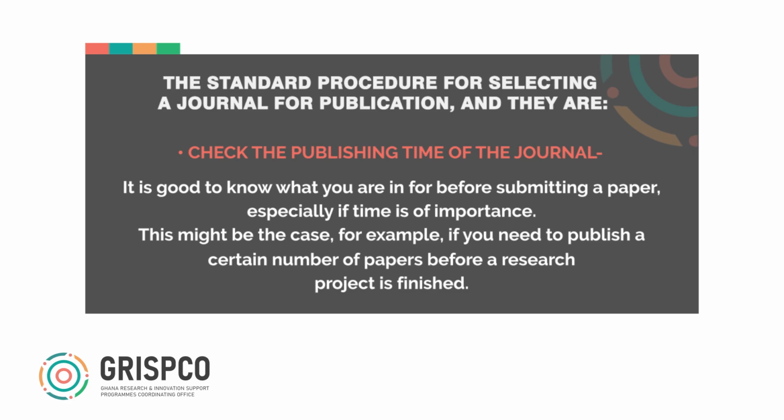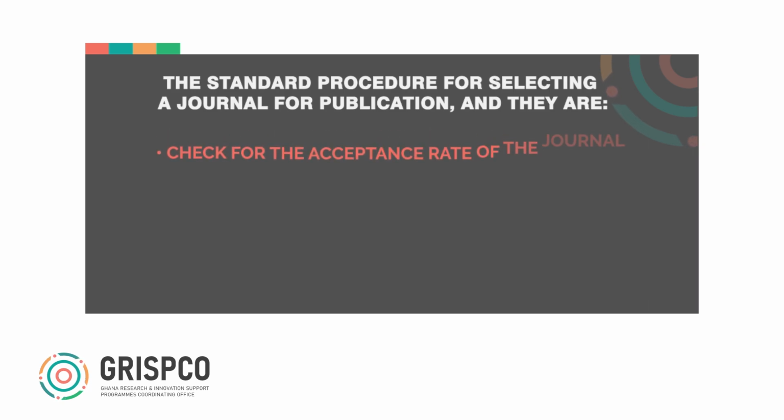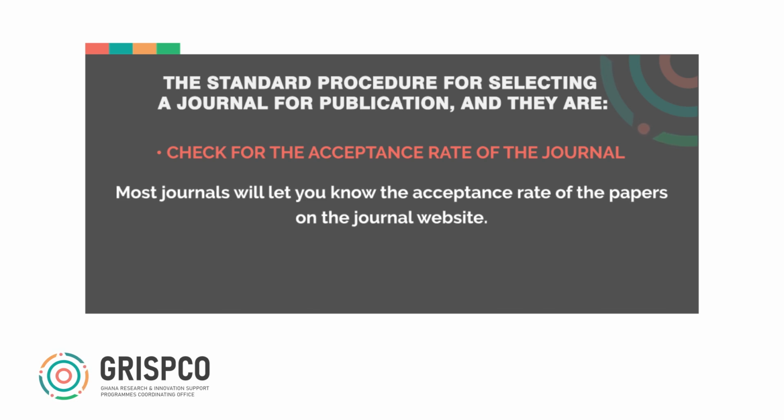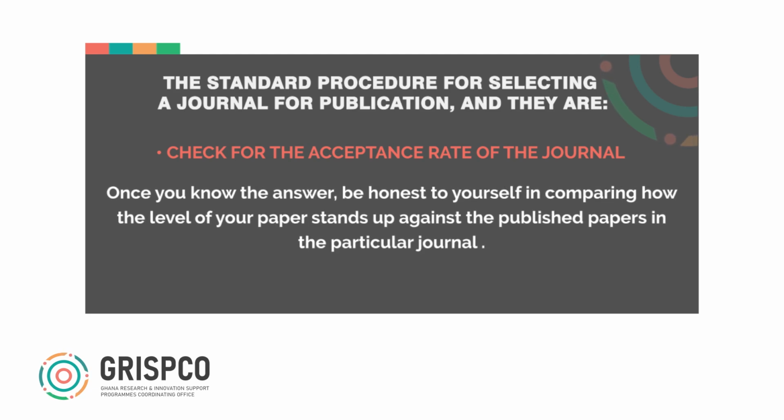This might be the case, for example, if you need to publish a certain number of papers before a research project is finished. 4. Check for the acceptance rate of the journal. Most journals will let you know the acceptance rate of the papers on the journal website. Once you know the answer, be honest with yourself in comparing how the level of your paper stands up against the published papers in the particular journal.